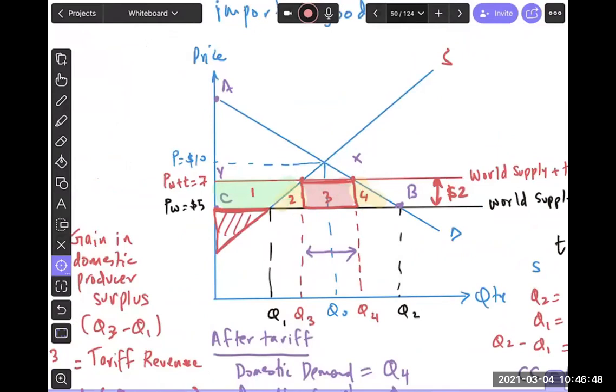Make sense, guys? Area 2 is basically the loss of efficiency because domestic producers are producing more. This Q3 minus Q1 is sold to a domestic market now. It's not excess, but it's sold at a higher price, which is a problem. Make sense, guys? Any questions?